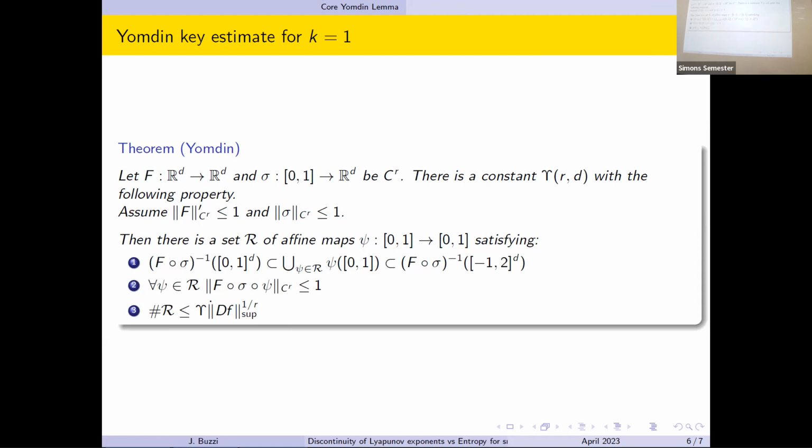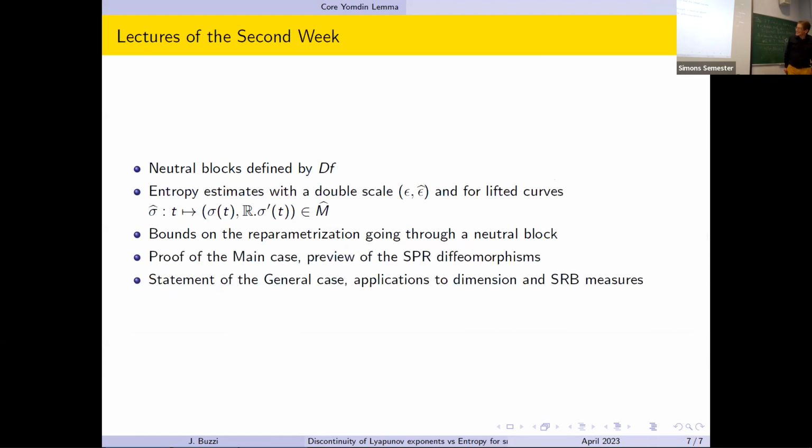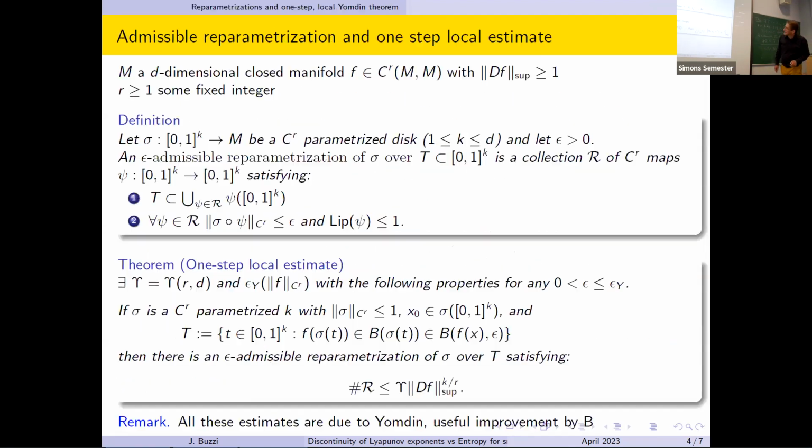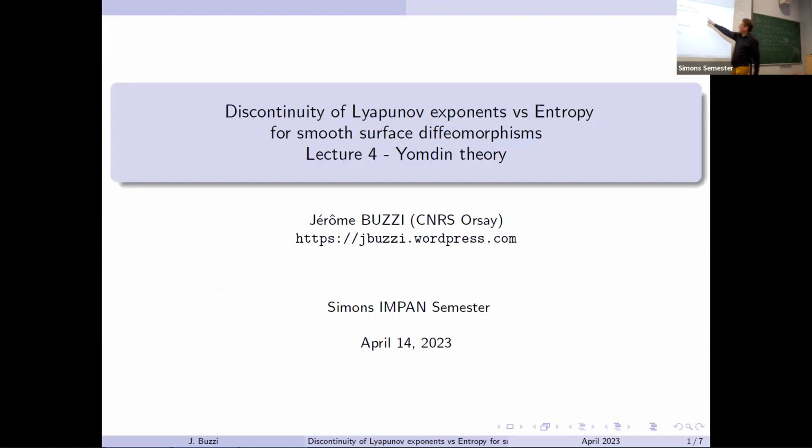I don't know if I will do the proof on Monday. I think I will just put it in the slides this afternoon. You can ask me and then I will tell you, but it's not just five minutes. I sent the slides, and I put them here also.